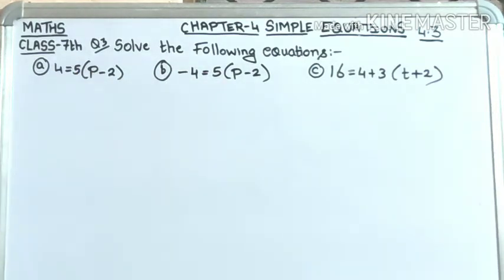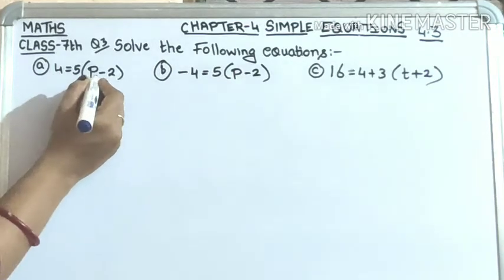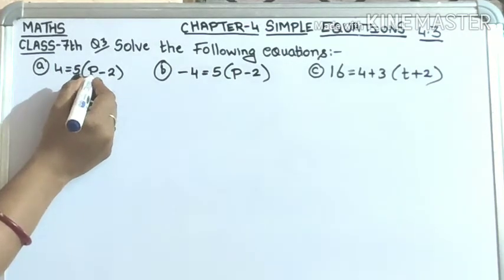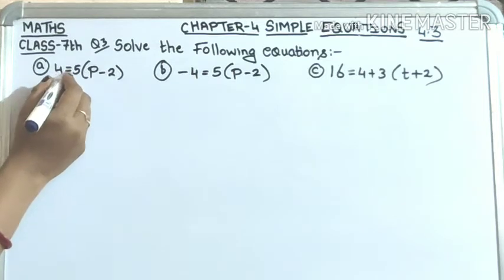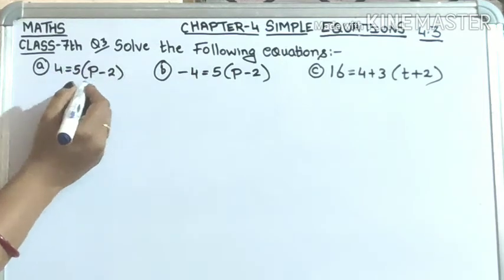Well, it doesn't matter wherever it is given. So we have to solve these equations. Some equations are given, so we have to solve the equation. The method will be the same. So let us start from A1. First one is given: 4 equal to 5 times (p minus 2).